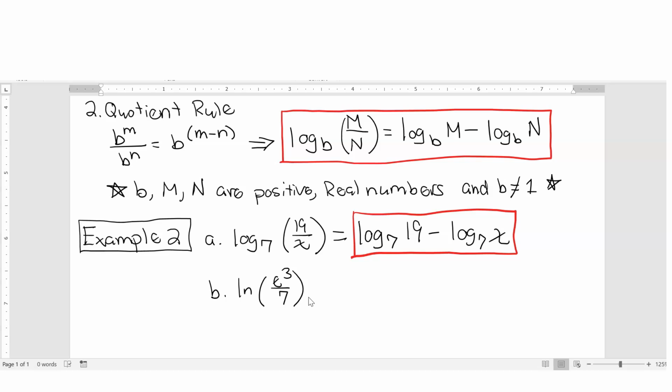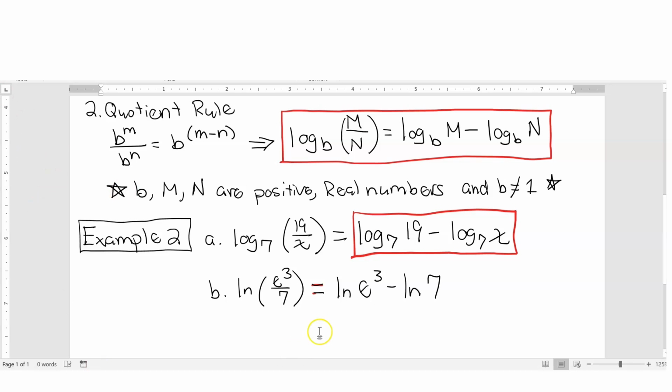So natural log of e to the third power divided by 7. So e to the third power is our capital M in our definition. The 7 is capital N. So we'll decompose this expression. This will be natural log of e to the third power minus natural log of 7.